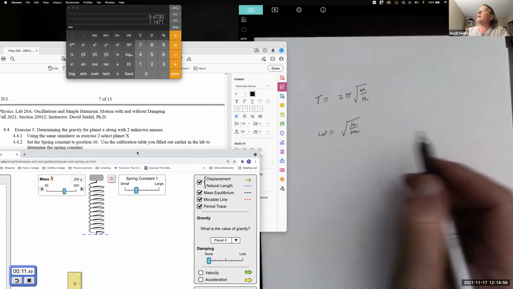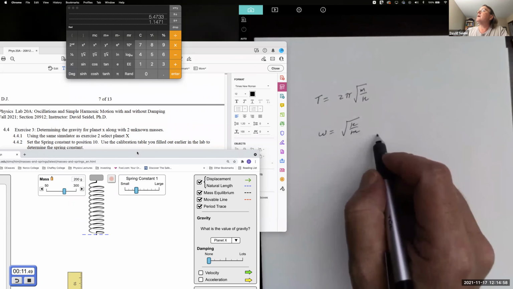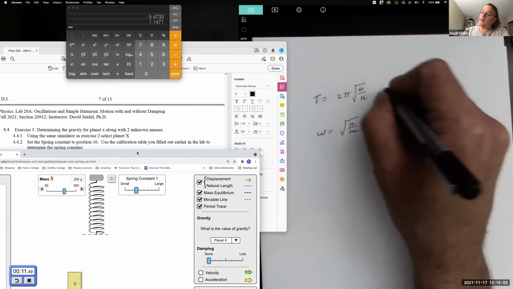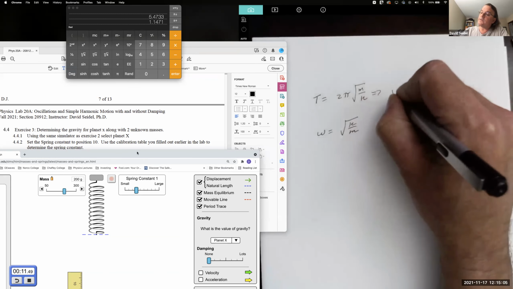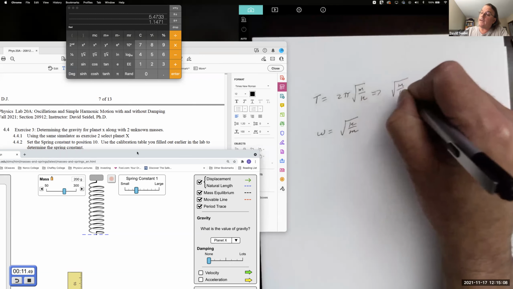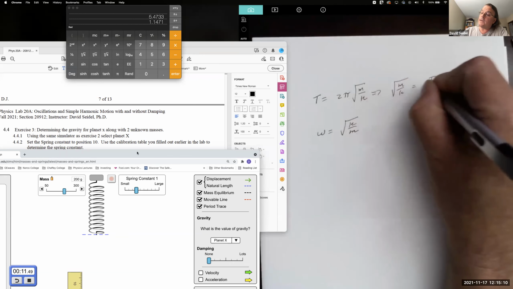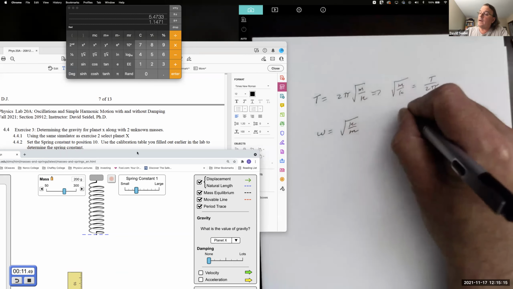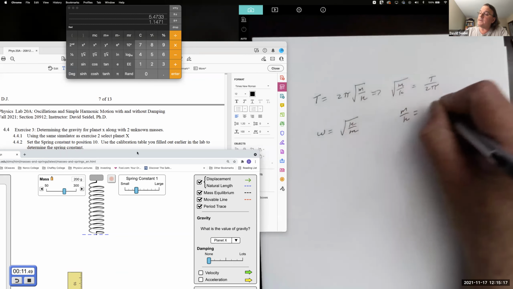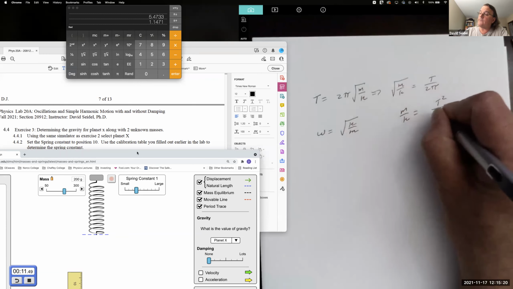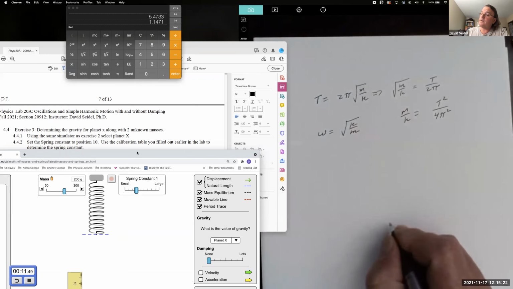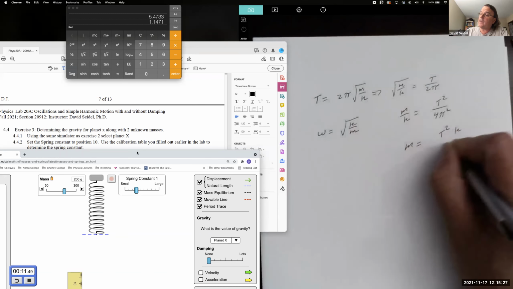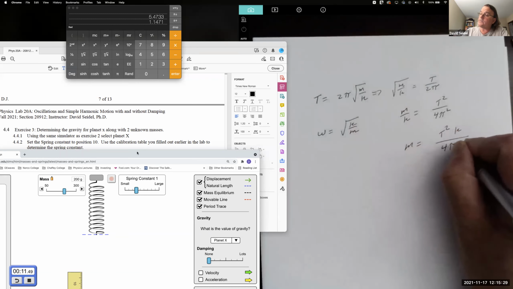So you've calculated the angular frequency. Let's just stick with this one for right now. So this one I can write: square root of m over k is equal to T over 2 pi, or m over k is equal to T squared over 4 pi squared, or m is equal to T squared k over 4 pi squared.